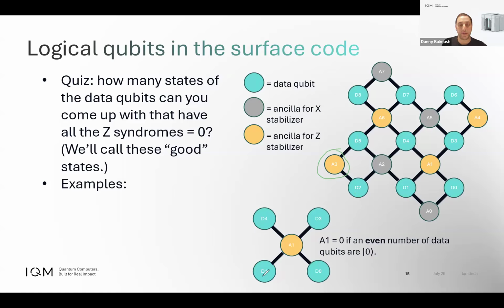There's a very simple example for this, which is that all data qubits could be 0, as some people pointed out. If all the data qubits are 0, then we can check that certainly all of the yellow circles, these Z stabilizers, have an even number of zeros attached. Great, so that's one such state where we're going to say there's no error detected by the Z syndrome. But that's not the only one, right? We could also have a situation, for example, where all of the qubits are 0 down here.